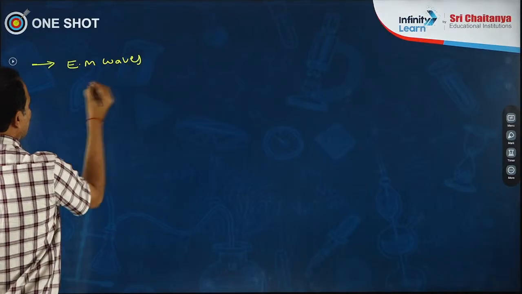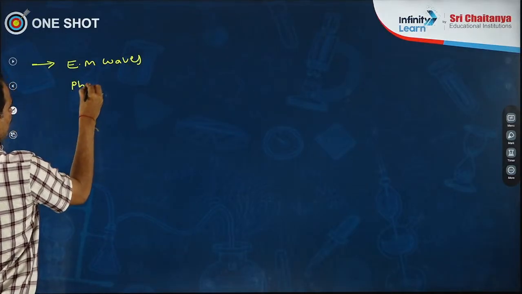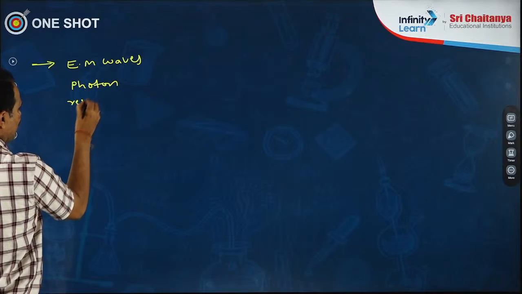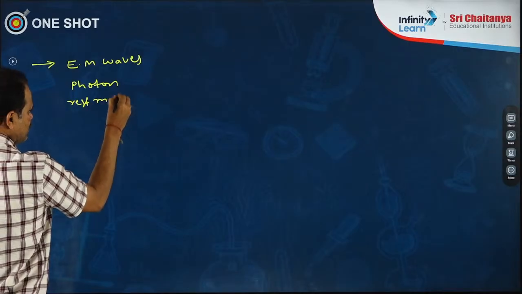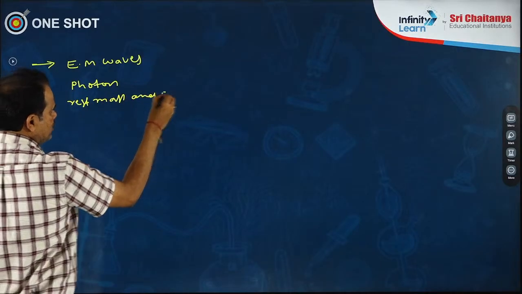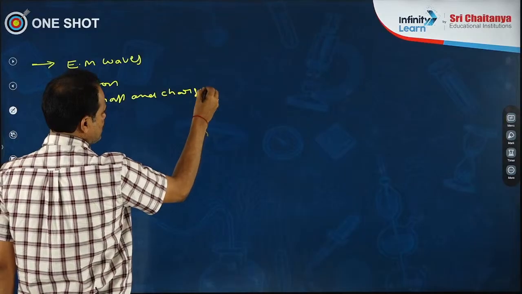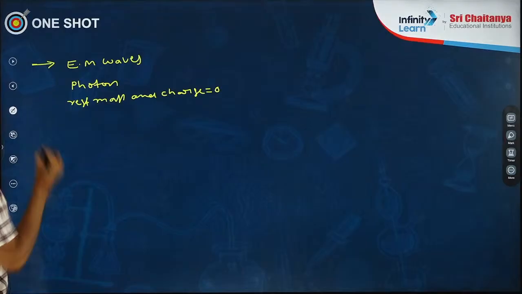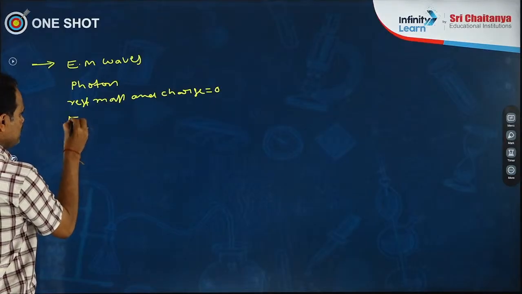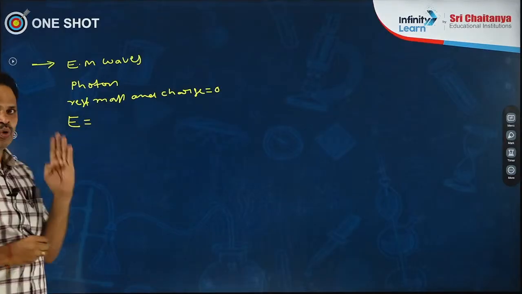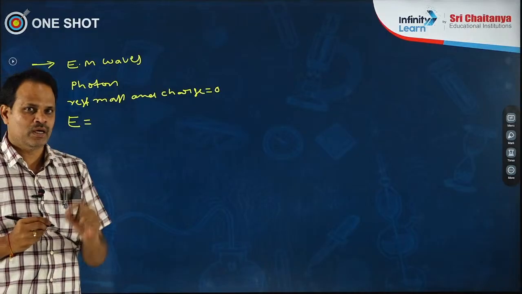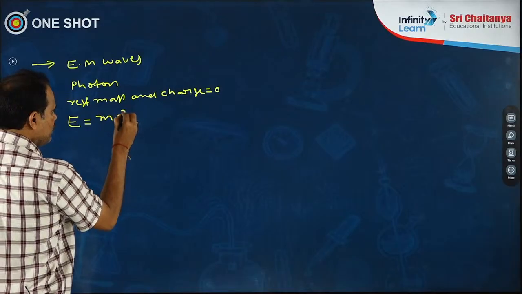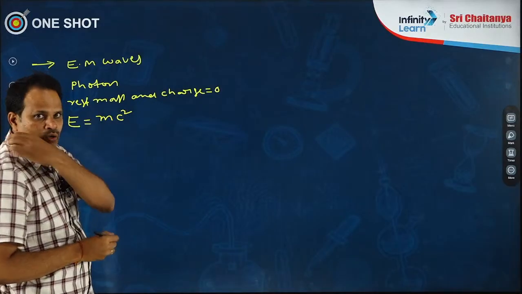the responsible particle is the photon. Its rest mass and its charge are 0. But any photon is a radiation particle. Energy of the photon means what? Don't write half m v squared. It's a radiation particle. Energy of the photon is m c squared. But the mass of the photon nobody knows.